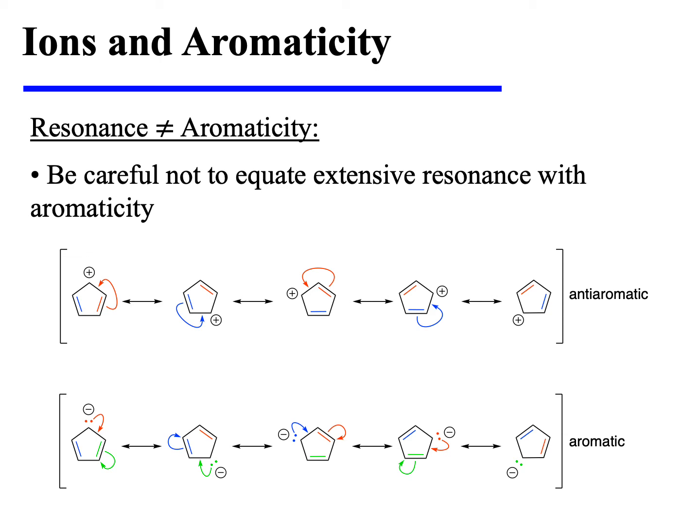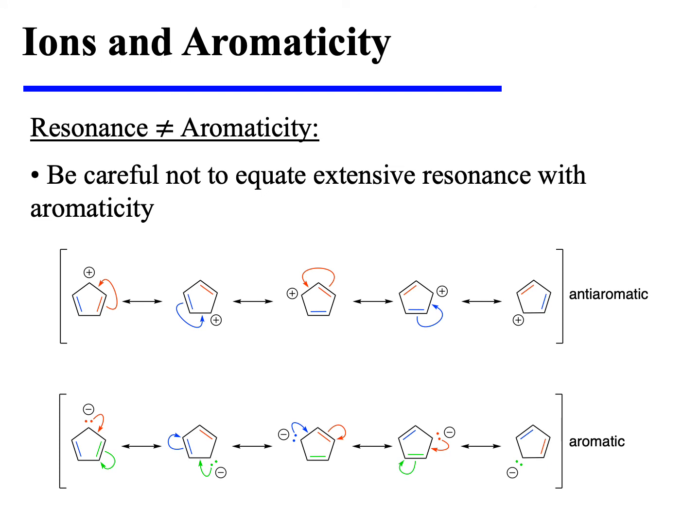Notice that they both have 5 resonance structures, which delocalize their charge to each and every position on the ring. Nevertheless, we've shown that the cyclopentadienyl cation is anti-aromatic, while the cyclopentadienyl anion is aromatic. So it's not the number or extent of resonance forms that leads us to one of these conclusions.